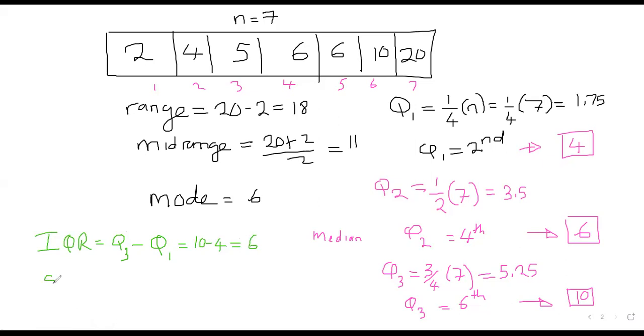The semiquartile range is simply half of the interquartile range. So if we half this interquartile range, we get half of 6, which is 3. I don't mind this so much, it's never asked, but just for your own information.